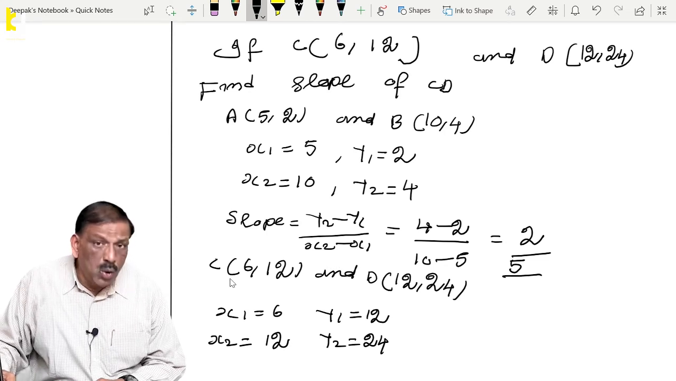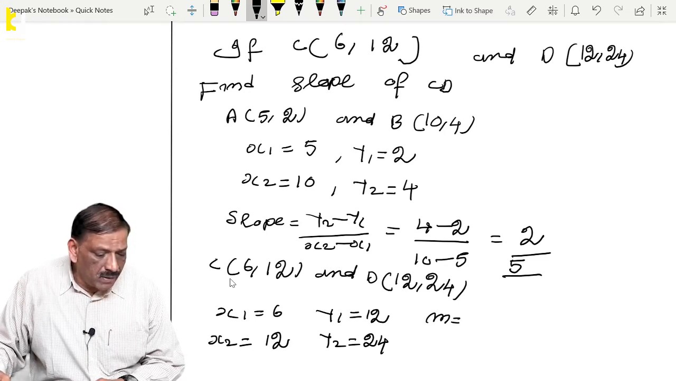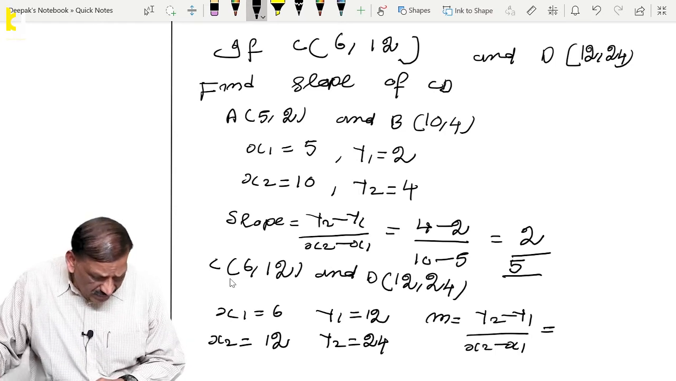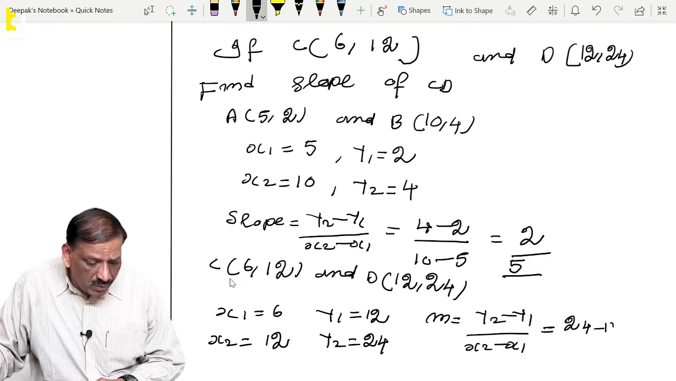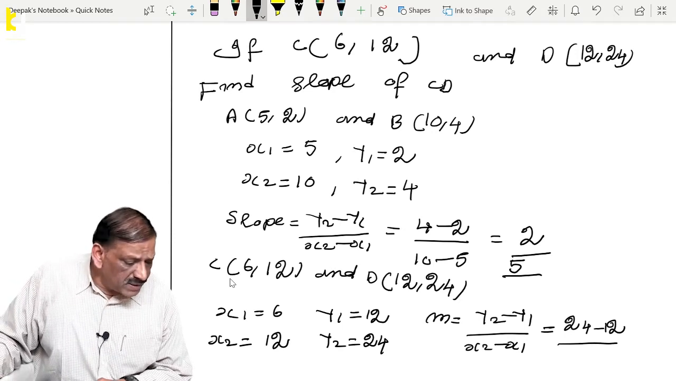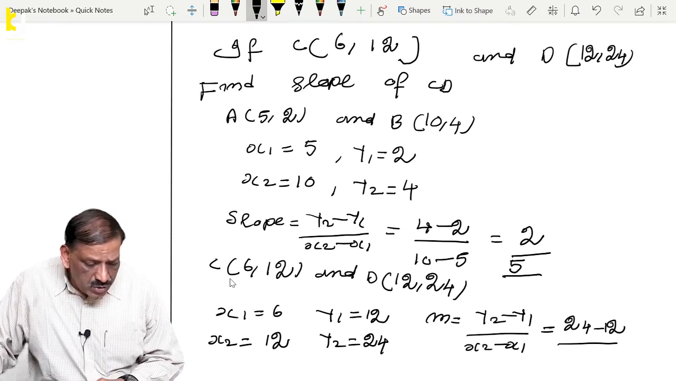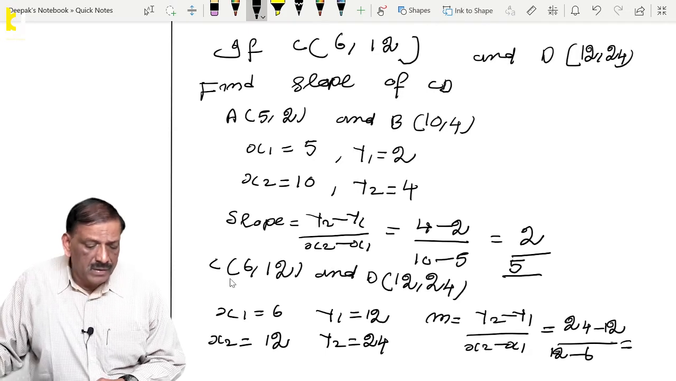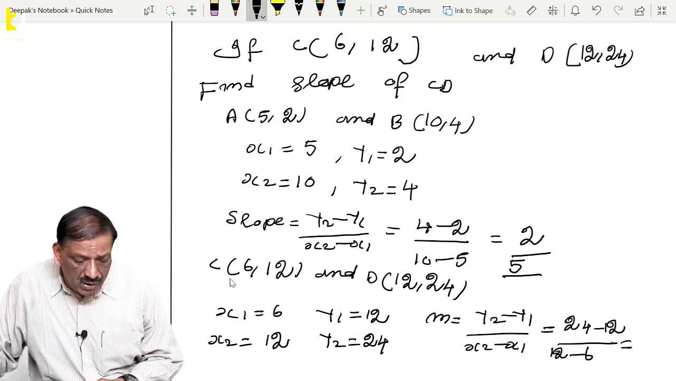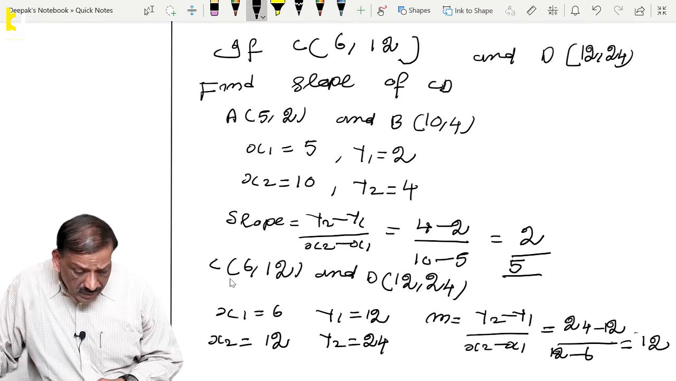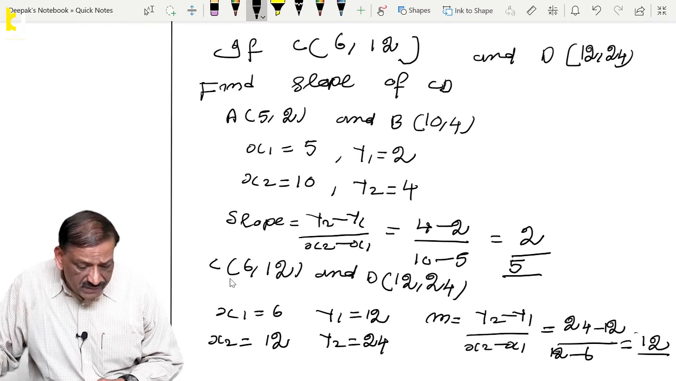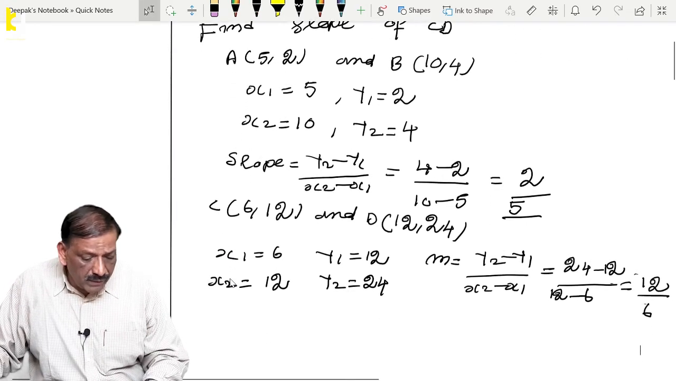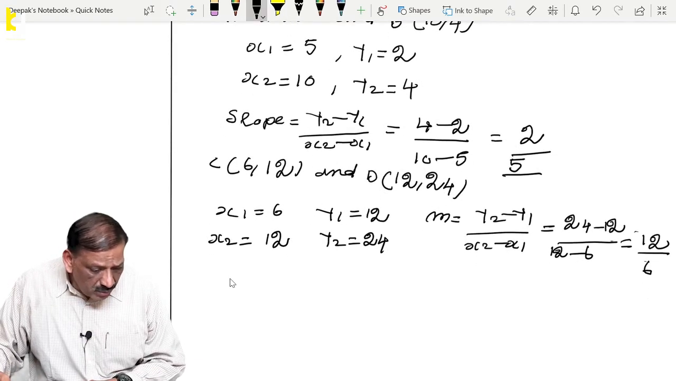Therefore, slope equals (y2 minus y1) divided by (x2 minus x1), that is (24 minus 12) divided by (12 minus 6). 24 minus 12 is 12, divided by 12 minus 6, that is 6. Therefore, 12 by 6 is equal to 2.